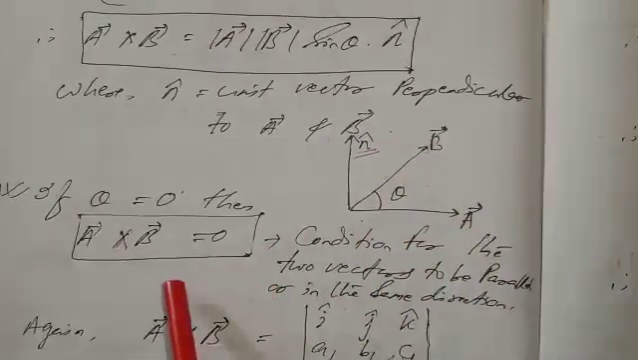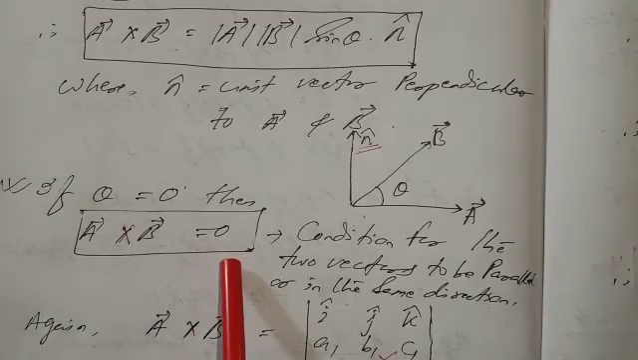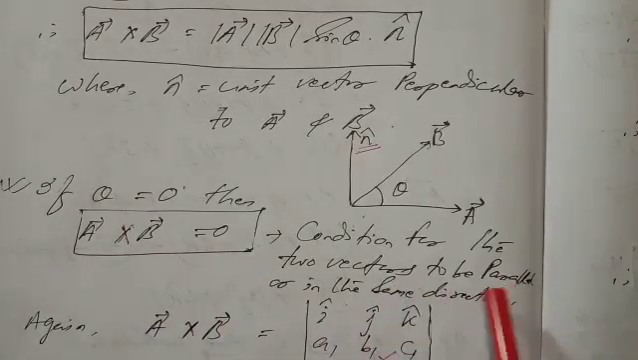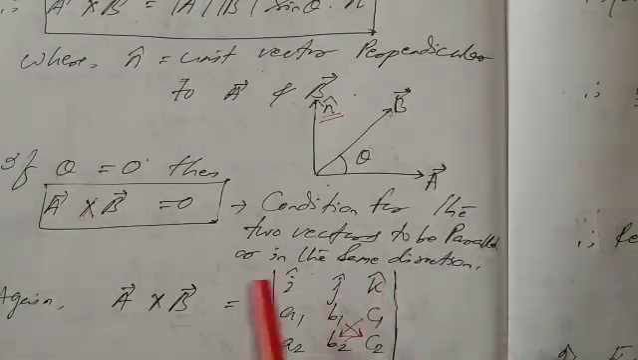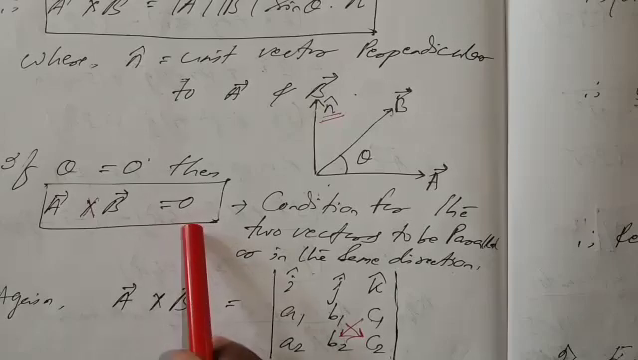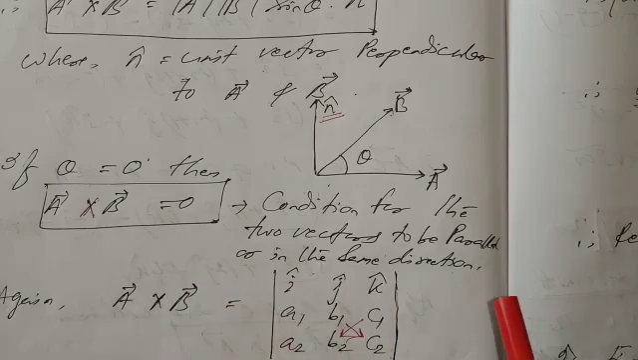If theta is equal to 0, then A cross B equals how much? Sin 0 is 0, so A cross B equals 0. The condition for two vectors to be parallel in the same direction is A cross B equal to 0, because sin 0 is 0. When two vectors are parallel or in the same direction, A cross B equals 0.